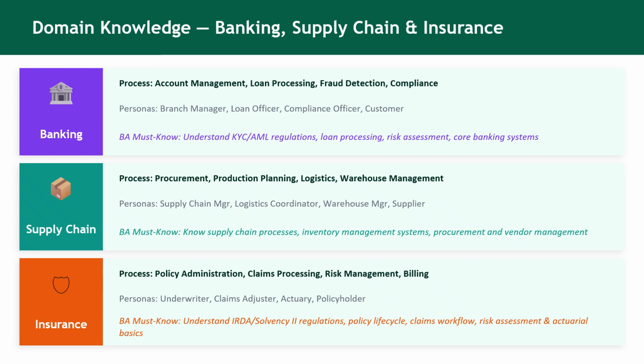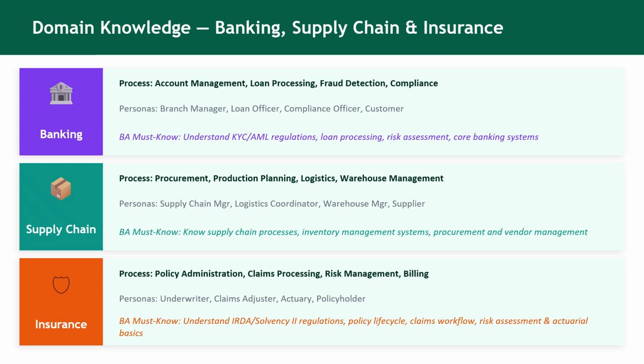Next is supply chain. In this domain, processes include procurement, production planning, logistics, and warehouse management. They should understand how goods move from suppliers to customers and how inventory is managed. This is important for optimizing operations.